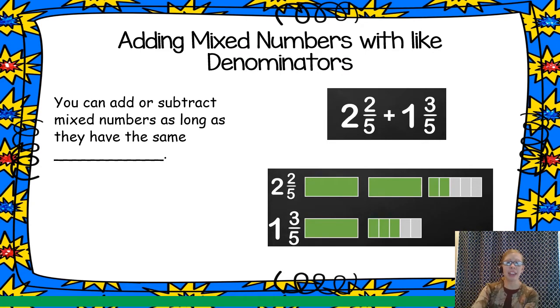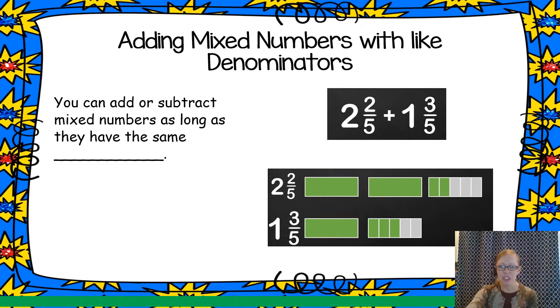So we can add and subtract mixed numbers just like regular fractions as long as they have the same denominator. If your mixed numbers have common denominators, you can add. Here we have 2 2/5 plus 1 3/5. When you are adding mixed numbers, once the denominators are the same, you will add the fraction parts and add the whole numbers separately. You'll combine them at the end for your final answer.